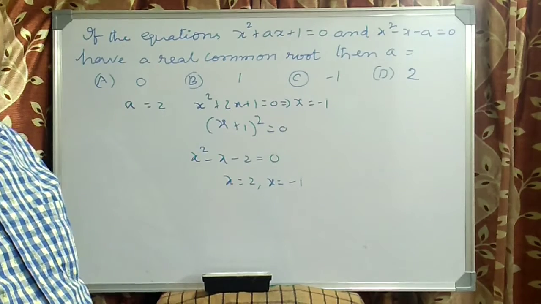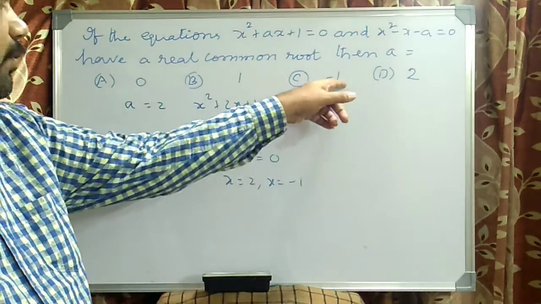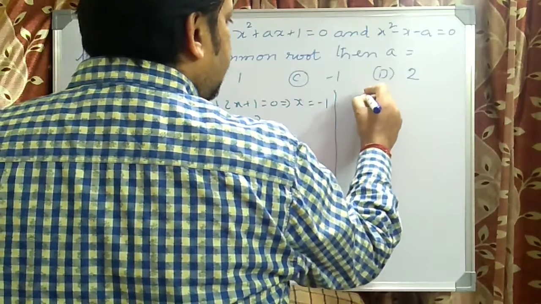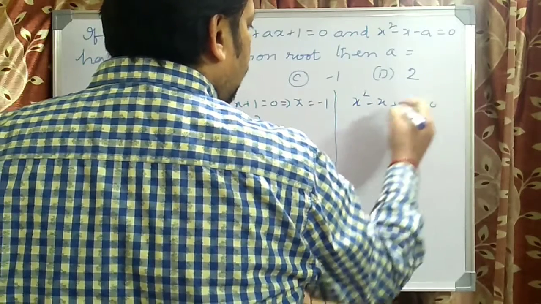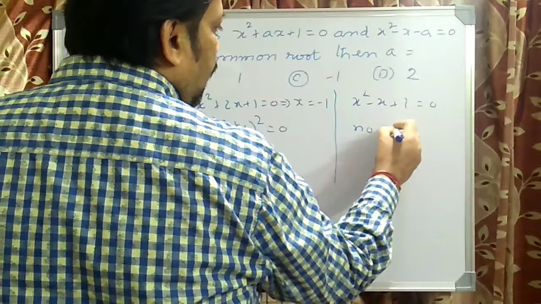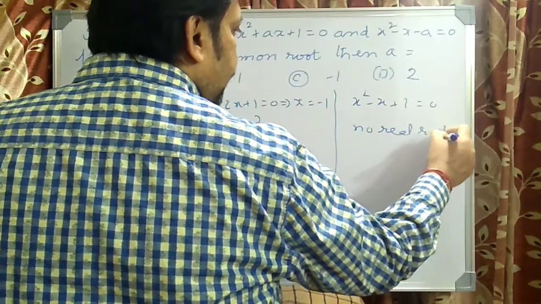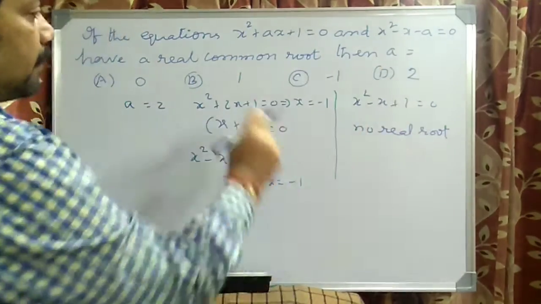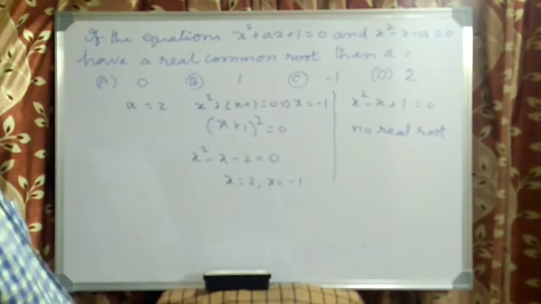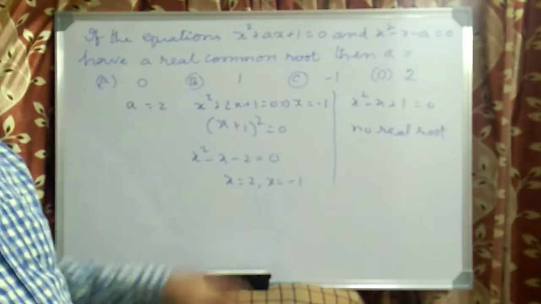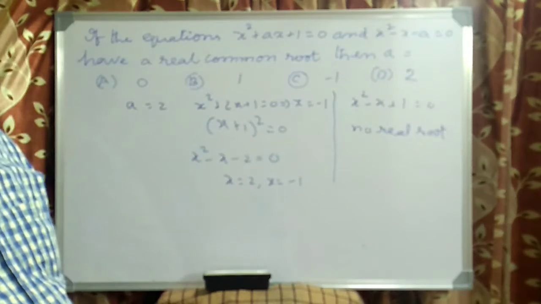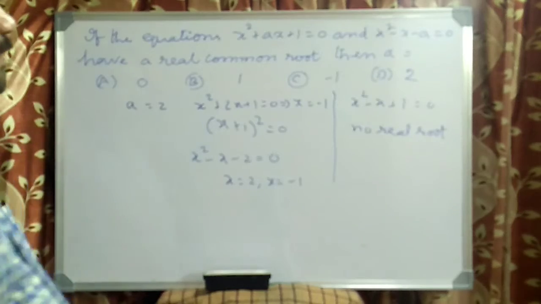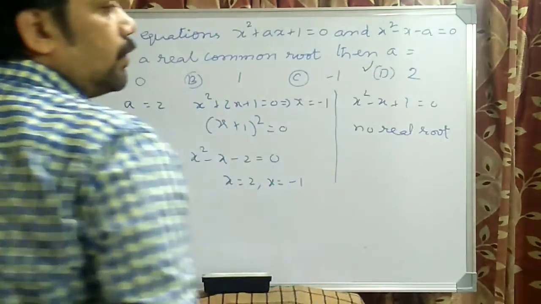Right? Okay. Now I verify a is equal to minus 1. If I put a is equal to minus 1 in the second equation, it becomes x square minus x plus 1 is equal to 0. Again here no real root. So my friends, in the first three options I am not getting a real root at all. Only for the fourth option I am getting a real root, and a common root which is x is equal to minus 1. So the answer is very clearly d, a is equal to 2.